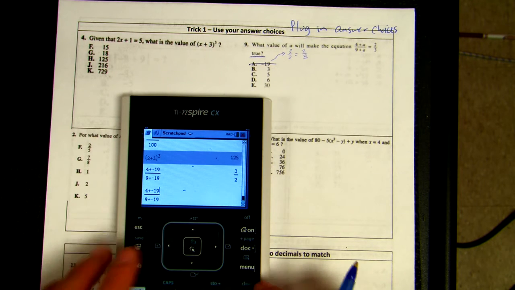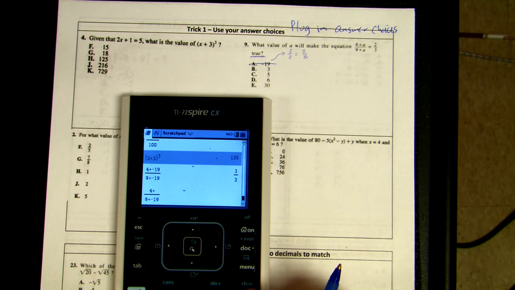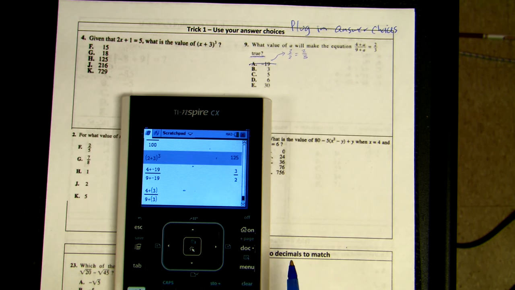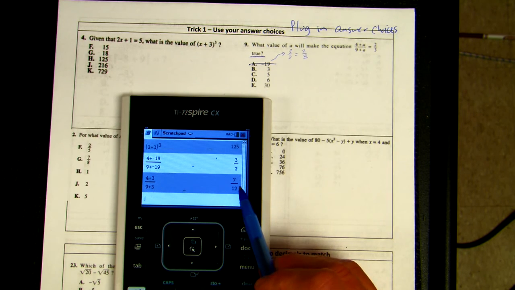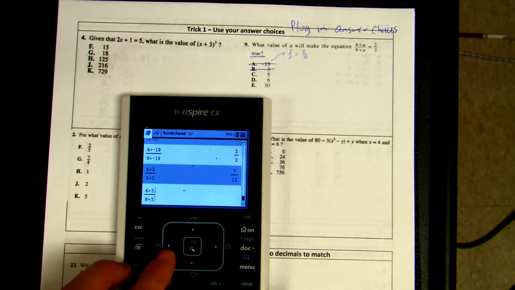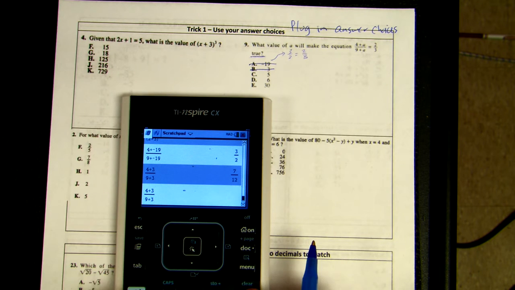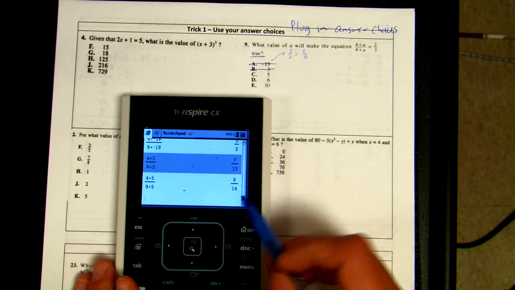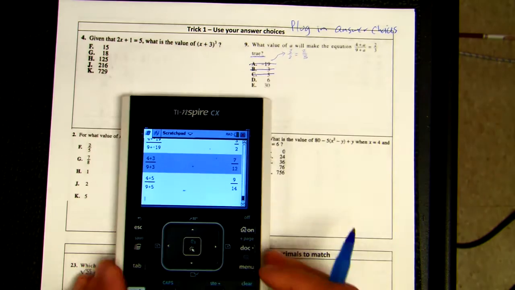Then you can just delete the negative 19 and replace it with 3. That gave me 7 over 12, so that's not my answer choice. Again, highlight, replace the 3 with 5, press Enter. 9 over 14, still not going to work.